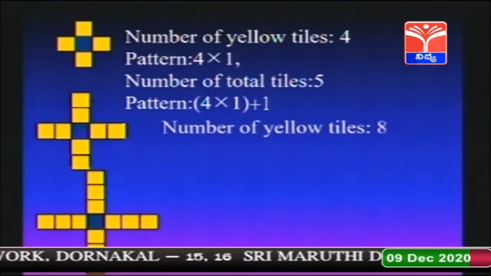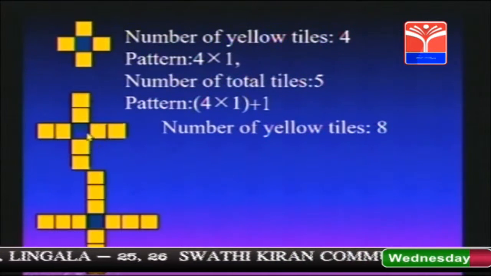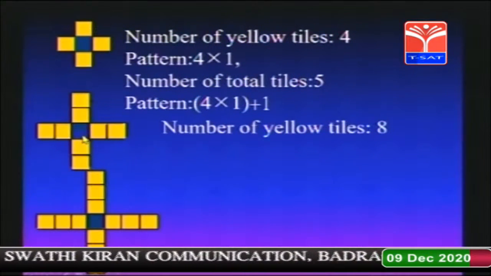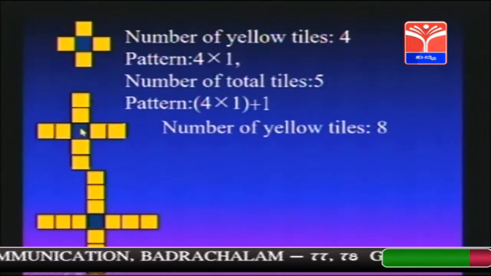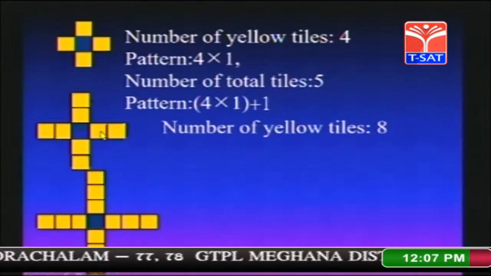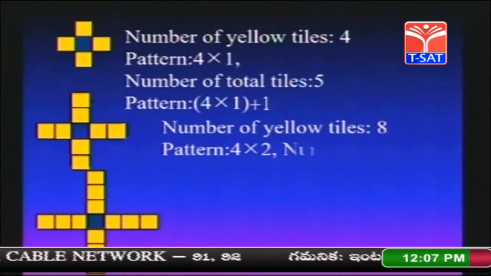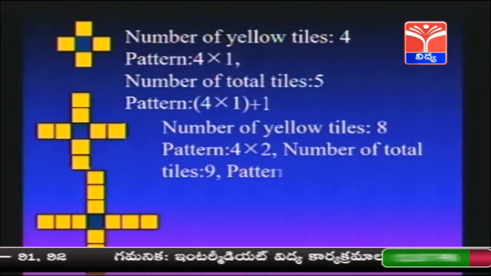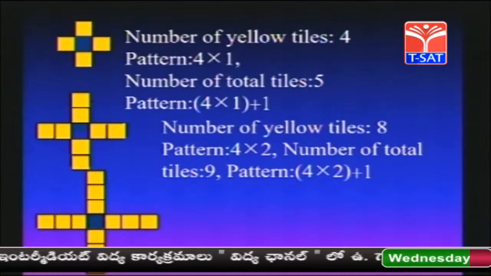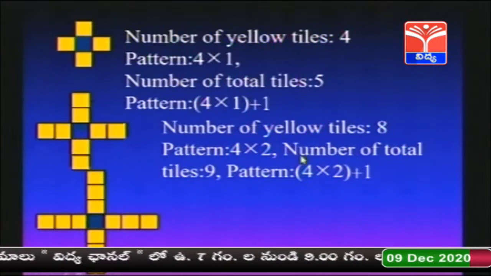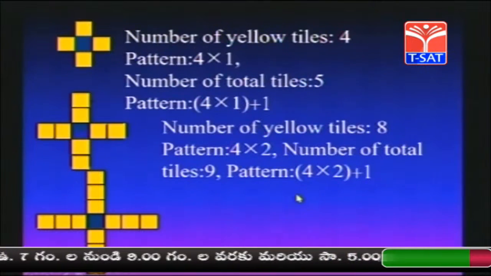Similarly, the number of yellow tiles here is 8. So 2 on each side, 2, 2, 2 and 2. So 4 2s are 8, and one tile in the middle, that is 4 into 2, 8 plus 1, that is total number of tiles 9. So now the number of yellow tiles is 8, the pattern can be written as 4 into 2, the total number of tiles is 9, and the pattern can be written as 4 into 2 plus 1.